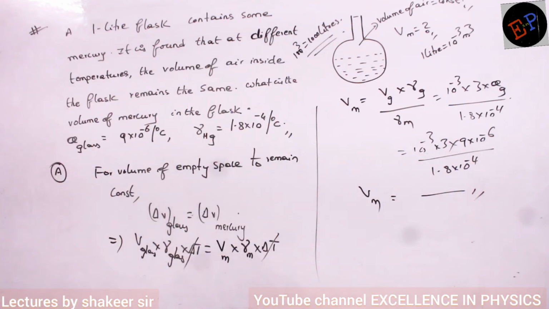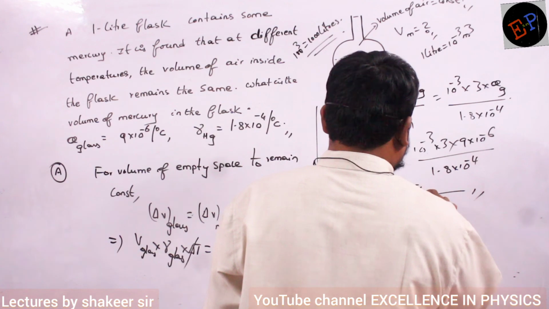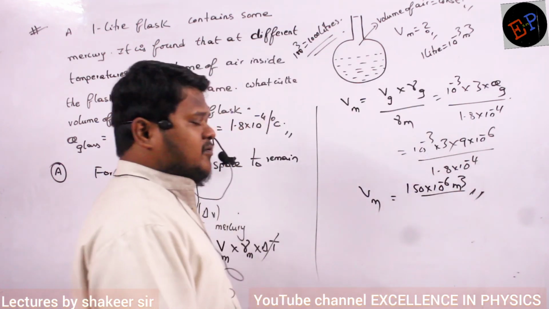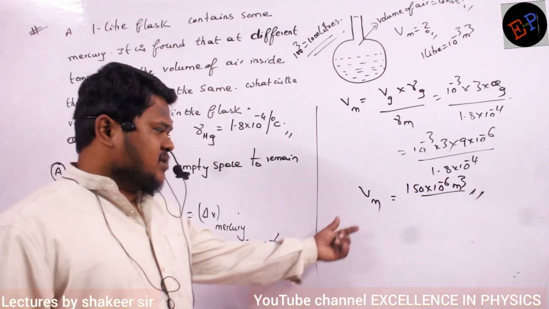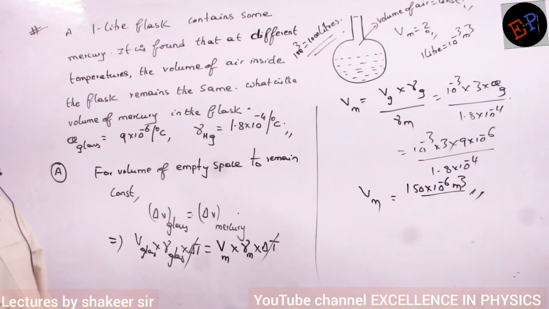So the answer which you should get is 150 into 10 power minus 6 meter cube. That is the volume of mercury. If this much volume is present, then the volume of air always remains constant. That's it.